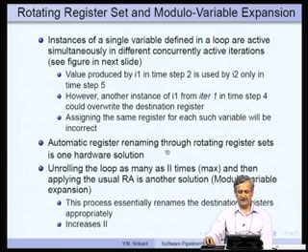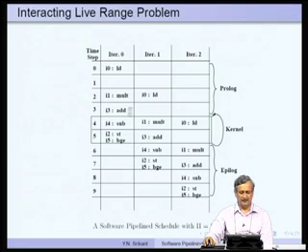So, automatic register renaming through rotating register sets is one hardware solution. Automatically, for each iteration the register numbers are changed and a set of registers is available again for the instructions in the loop to use. So, there may be, let us say, a register R0 available to I1 in iteration 0. This becomes R0 prime in the second iteration, R0 double prime in the third iteration and so on and so forth. That is what we mean by a rotating register set.